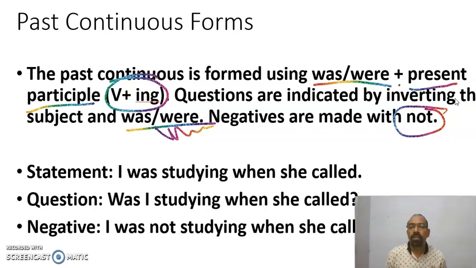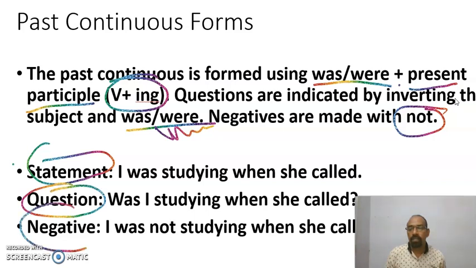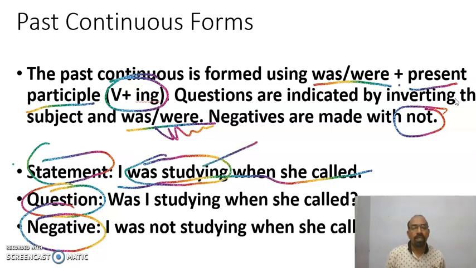Let us check three past continuous sentences. One is a statement, another is a question, and yet another is the negative form. Look at this statement: I was studying when she called. So was studying is the past continuous form. Question form: Was I studying when she called?